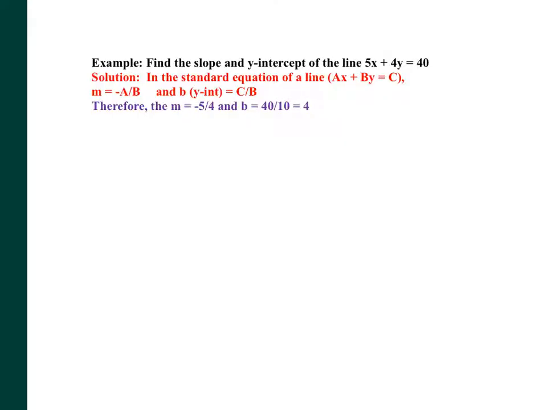In this example, we're being asked to find the slope and the y-intercept of a line that's given in standard form. So standard form being ax plus by equals c. The a and the b both are just the coefficients of our unknowns x and y. So they tell us how many we have, how many x's and how many y's we have.